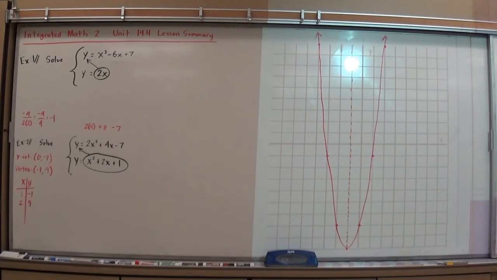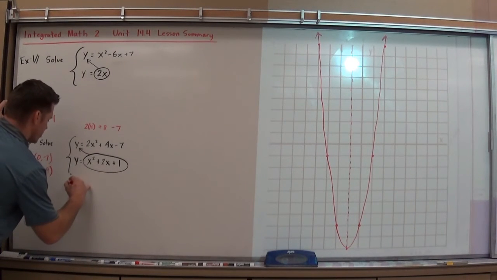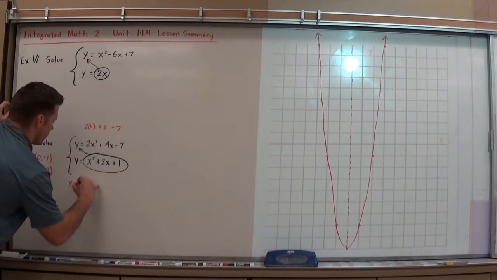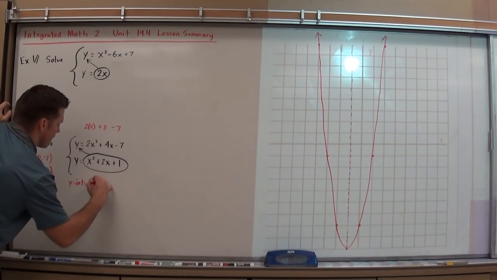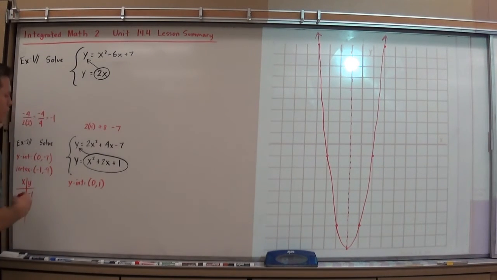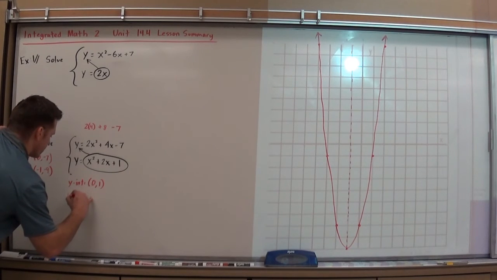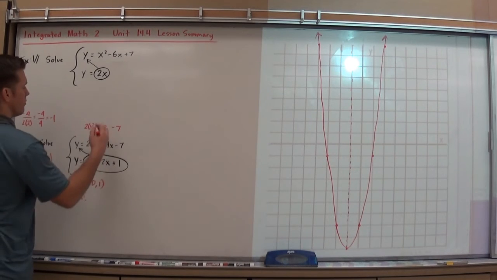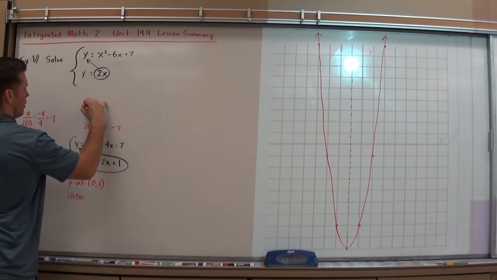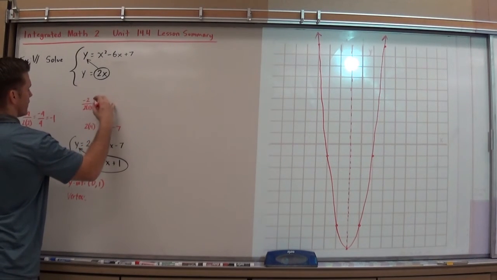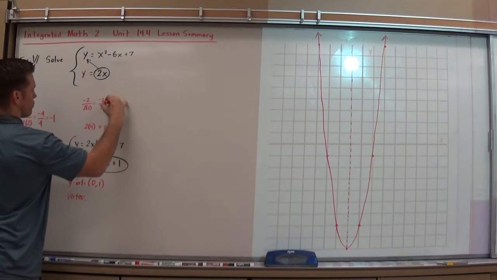Now I graph my second one. I just need to get enough points to get the basic idea. I'm going to do the same information. What's my y-intercept? My y-intercept is going to be the constant value at the end, so it's (0, 1). Okay, I'm going to find the vertex, because that's an important point, by doing -b over 2a. b this time is -2. A is 1, so it's -2 over 2.